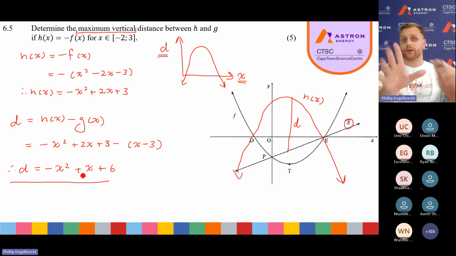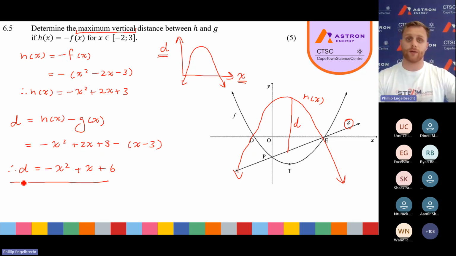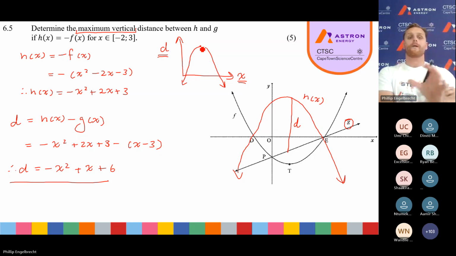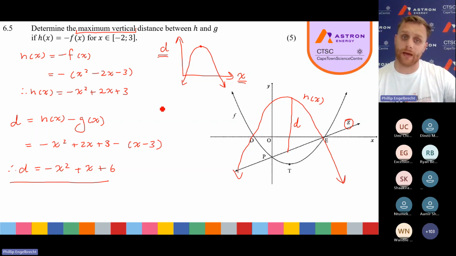Anyways, you guys can agree that this equation here plots this distance. Now, the maximum distance, can you guys agree, is this very top point over here? That is the maximum distance for your entire thing. All right. So that therefore means that the maximum distance is equal to the turning point.